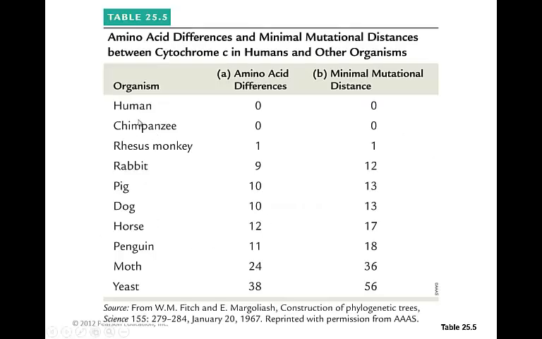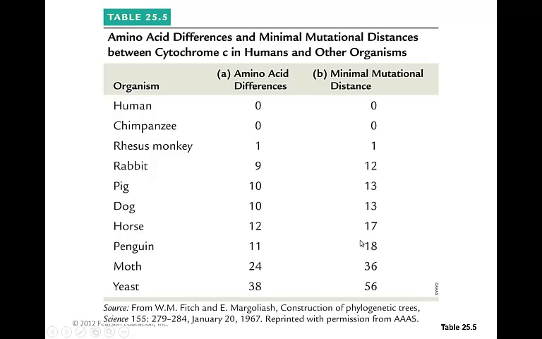So here's a chart of humans and a whole bunch of different species. What we can do is compare the amino acid differences between humans and these different species to try to reconstruct a tree. Of course, humans is 0 because that's what we're using as our baseline. In this particular case, chimpanzees actually have 0 amino acid differences. Rhesus monkey is also very similar at 1. Rabbit would be 9, even all the way up to a moth with 24 differences, or a yeast with 38 differences. It seems like a lot, but it's really not when you look at the overall structure of these organisms.